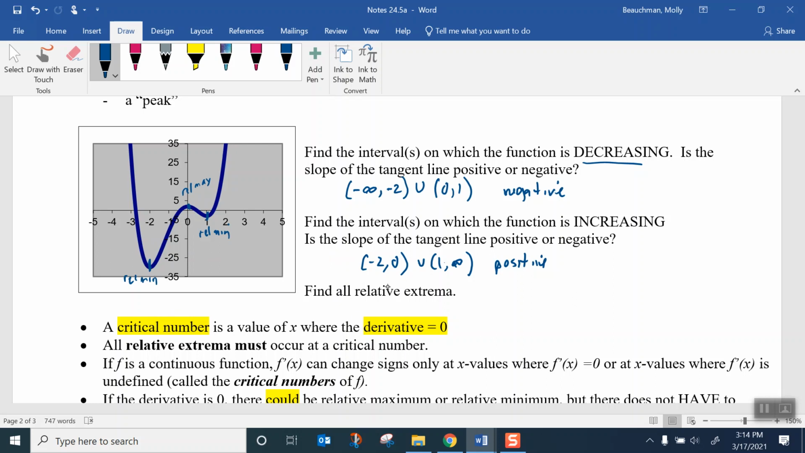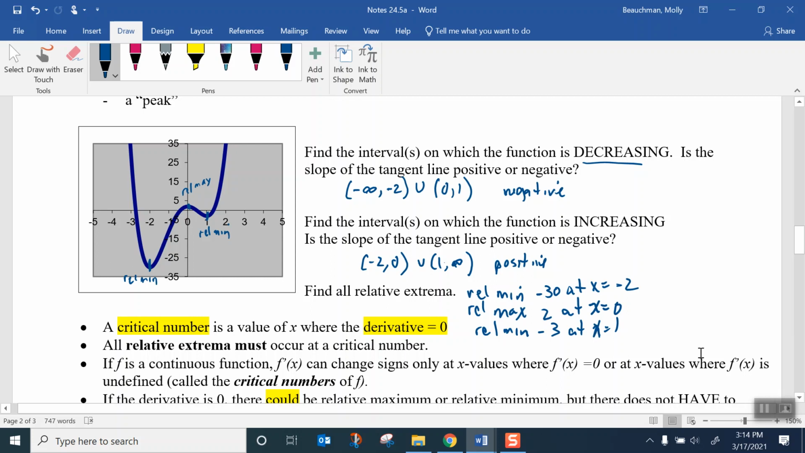graph. We have a relative minimum as the y value is about -30 at the coordinate x is equal to -2. Then there's a relative max from the graph of approximately 2 at the coordinate x equals 0, and then another relative minimum of about, it looks like it could be about -3 at x is equal to 1. From the graph, we're estimating these values, but with calculus, we can find them exactly.